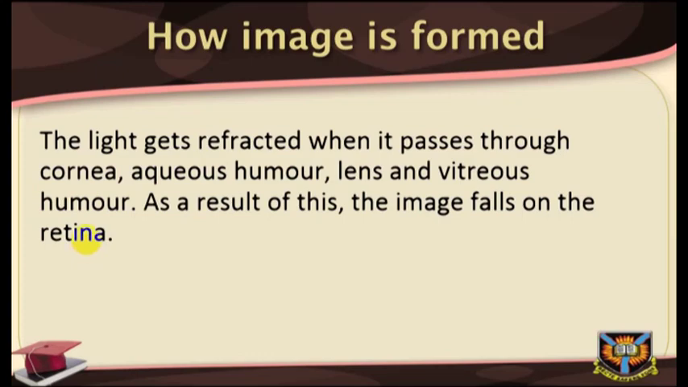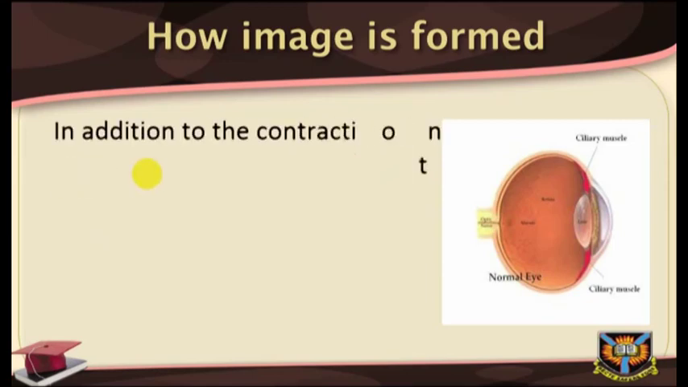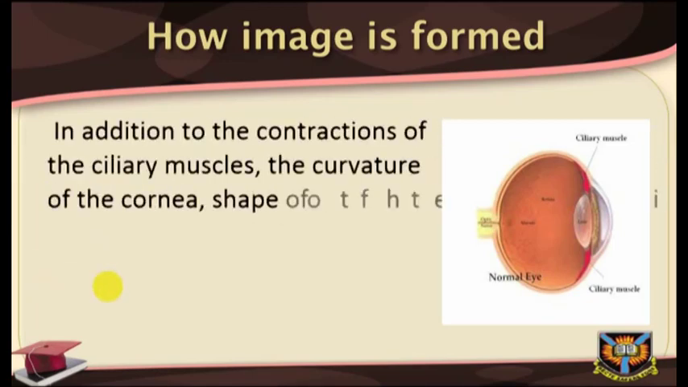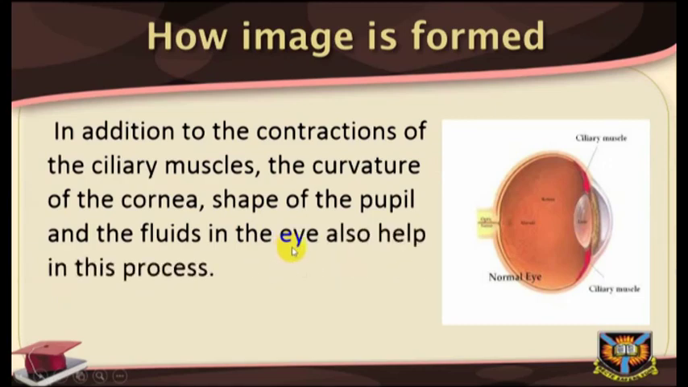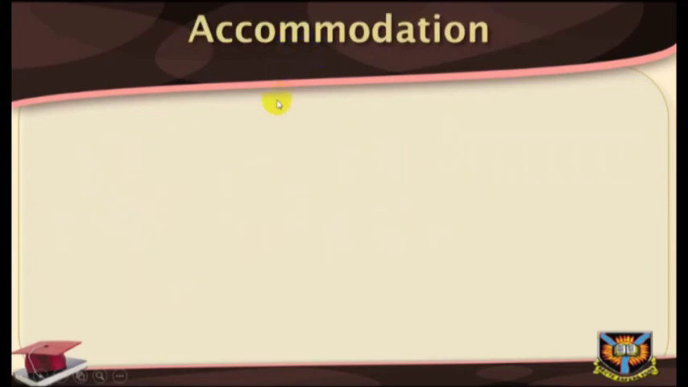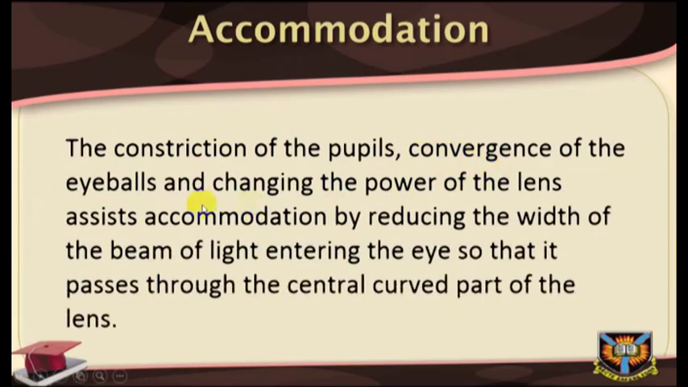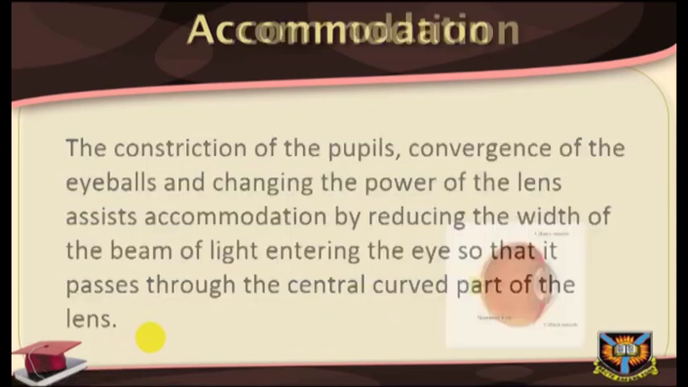In addition to the contraction of the ciliary muscles, the curvature of the cornea, shape of the pupil, and the fluids in the eye also help in this process. Accommodation. The constriction of the pupils, convergence of the eyeballs, and changing the power of the lens assist accommodation by reducing the width of the beam of light entering the eye so that it passes through the central curved parts of the lens. In a bright light, the pupils are constricted.